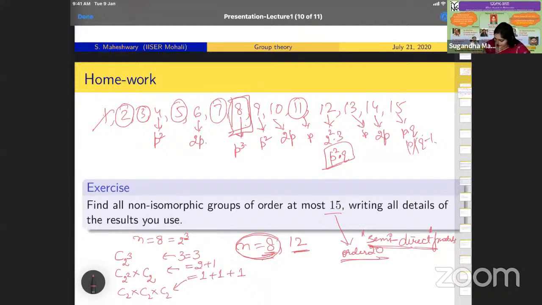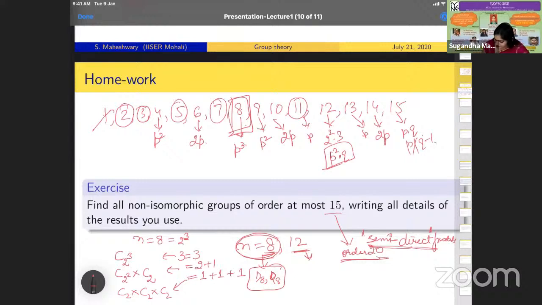So there are 3 abelian groups of order 8, and if you work it out, you will be able to see there are 2 non-abelian groups of order 8, D8 and Q8. By D8, I mean the dihedral group of order 8, which is again the symmetries of a square.